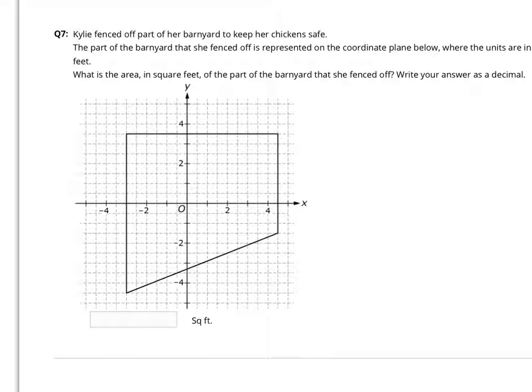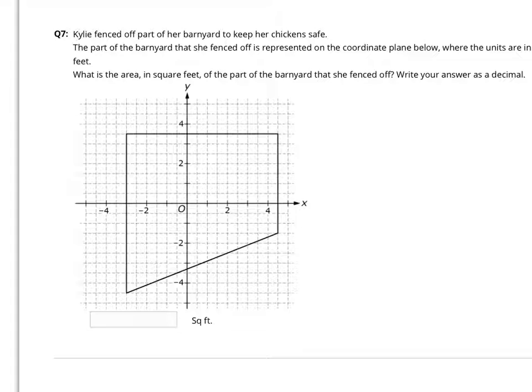Number 7, Kylie fenced off part of her barnyard to keep her chickens safe. The part of the barnyard she fenced off is represented on the coordinate plane below, where the units are in feet. What is the area in square feet of the part of the barnyard she fenced off? Write your answer as a decimal. So first of all, we have to recognize this shape is a trapezoid. Okay, so on a trapezoid we have a formula for that.